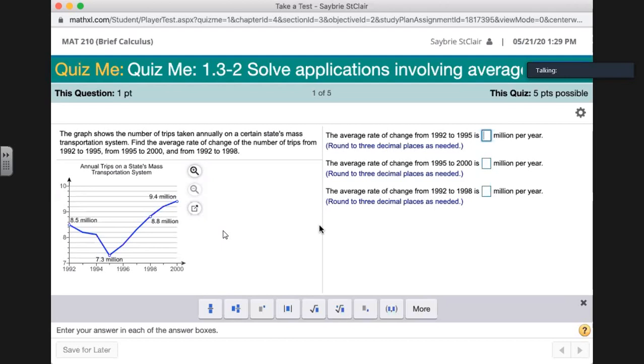So again, just pretty much those subtracting ones that we've been doing. For that first one, yeah, because it's going down. 7.3 minus 8.5. So you got negative 0.4 right there for that first one. Or what'd you get?